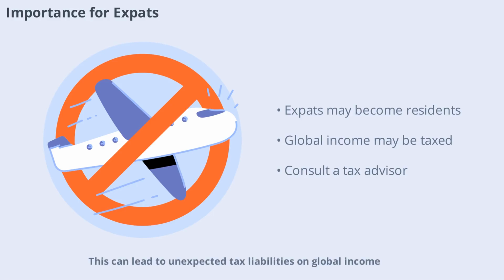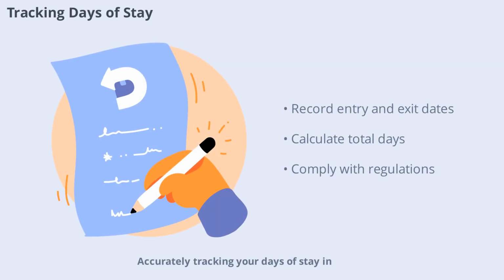This can lead to unexpected tax liabilities on global income. Always check your days of stay and consult with a tax advisor if you are unsure. Accurately tracking your days of stay in India is essential for determining your residential status. Keep a record of your entry and exit dates and calculate your total days in India each year. This will help you avoid mistakes and ensure you comply with tax regulations.